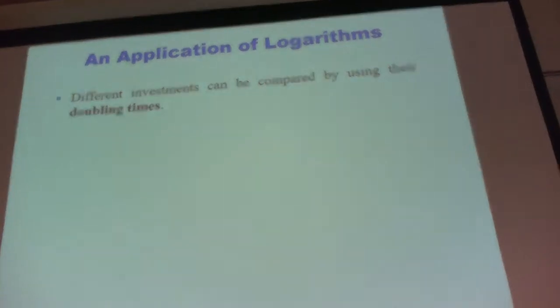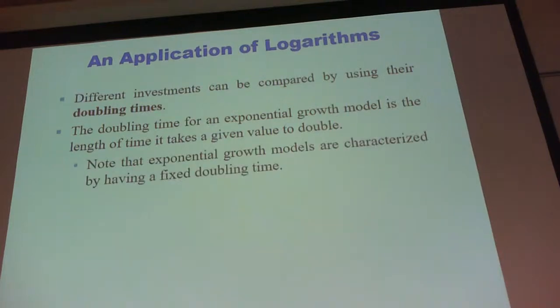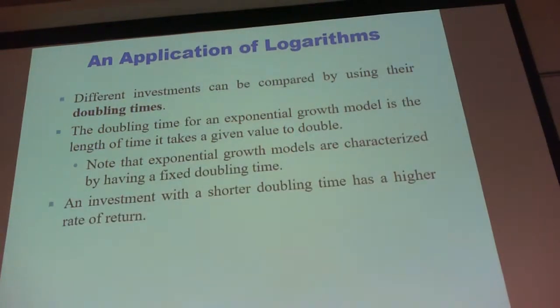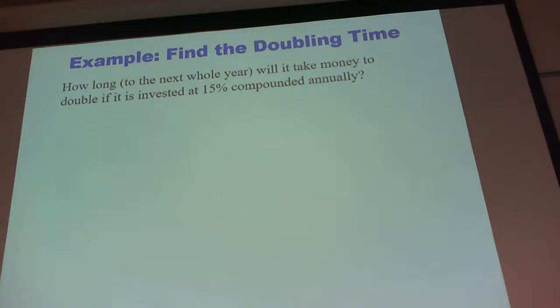So different investments can be compared by using doubling times. The doubling time of exponential growth is the length of time it takes the value to double. An investment with a shorter doubling time has a higher rate of return. Logarithms provide a convenient tool for solving doubling problems.